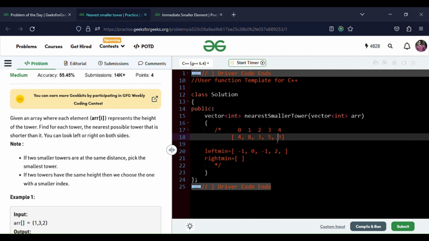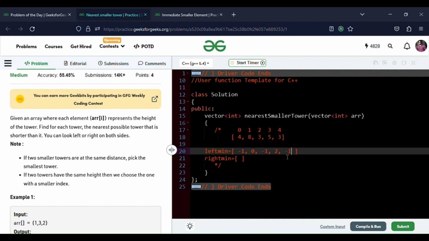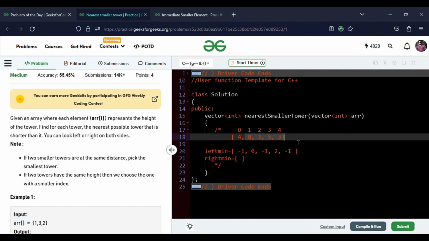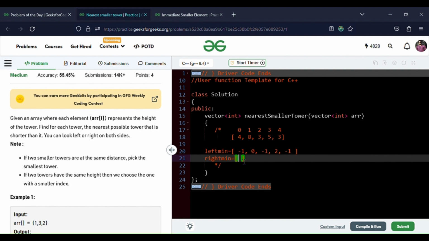For the last 3 there is no element lesser than 3 on its left side, so the answer will be -1. We have calculated the left min. Now we will calculate the right min. The right min will store for each index the index of the number which is lesser than the ith index.